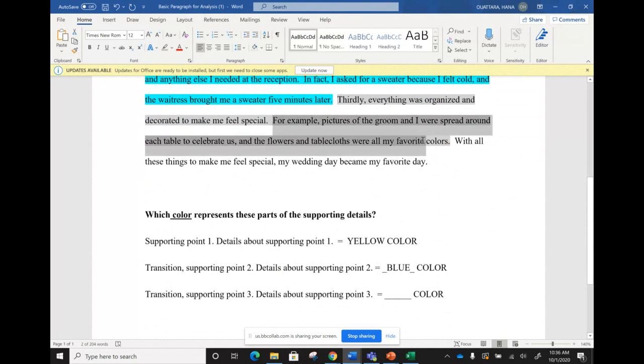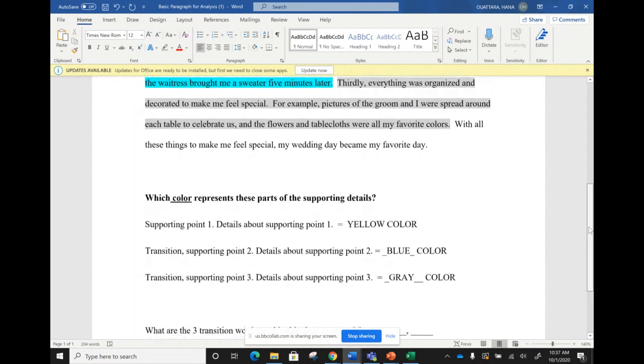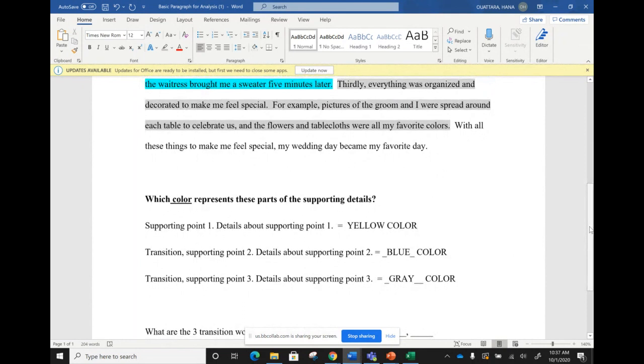After that point, I'm not finished. I need to explain it more. I need to give an example or a detail of how it was organized, how it was decorated. And I give a specific example: the flowers, my favorite colors. So down here we want to put the gray color. That is representing the third point. Okay, Lucia, do you understand now? Yes, teacher. Okay, thank you.